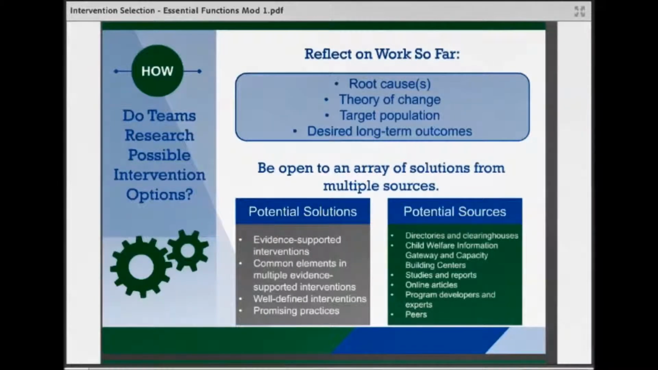Potential sources of these solutions might include directories and clearinghouses, including the Child Welfare Information Gateway and the Capacity Building Center for States, as well as studies, reports, and online articles, program developers and experts, or peers and partner agencies.